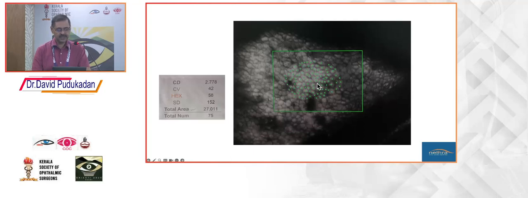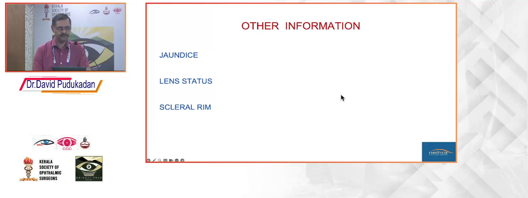And coming to the third image, you can see that the cell count is reasonably good. It is around 2778. But you can see that there is a moderate amount of polymegathism and pleomorphism. The cell size is increased. There are cells of different shapes. A triangular cell is there, there is a 5-sided pentagon-shaped cell, and some rectangular shaped cells are also seen.